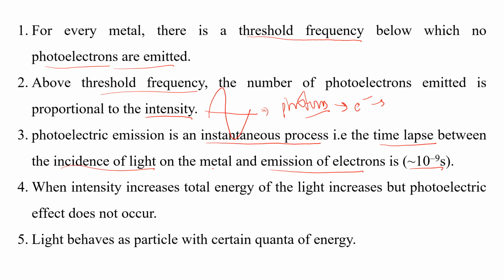Another reason: when intensity increases, the total energy of the light increases, as you know the energy is proportional to the intensity. So the total energy of the light increases, but the photoelectric effect does not occur below the threshold. All this comes to the conclusion that light behaves as particles with certain quanta of energy.